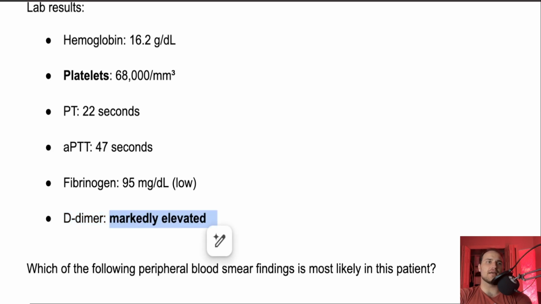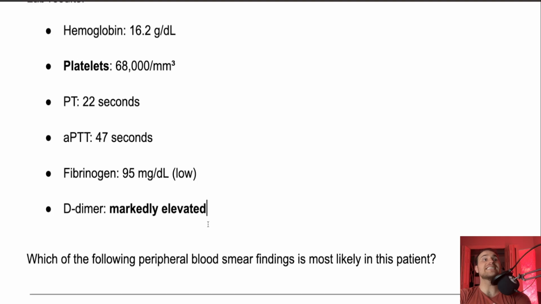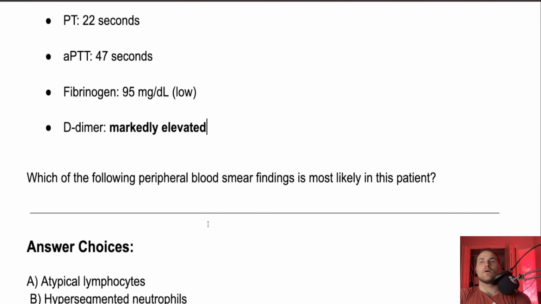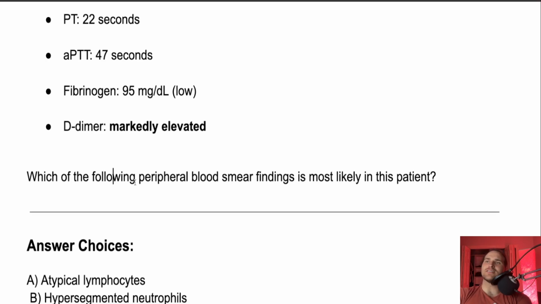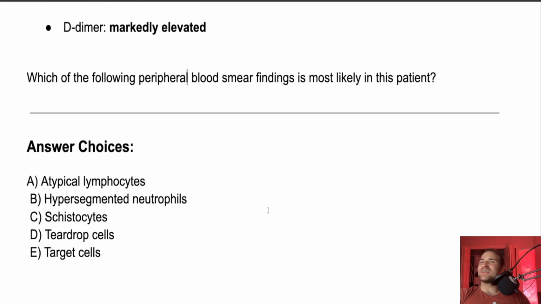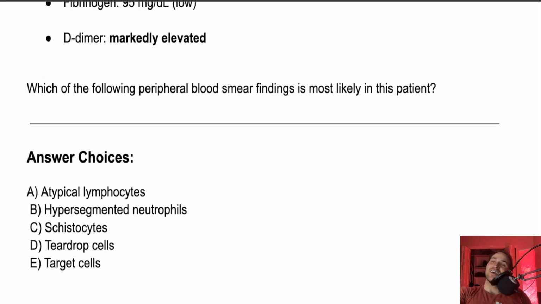This makes us think of consumptive coagulopathy. Boy, that is hard to say sometimes. DIC. Oh, we did it. So what are you going to see in this DIC patient? That is now the question. It makes you work for it, right? It makes you be like, okay, you got this far, but now what?